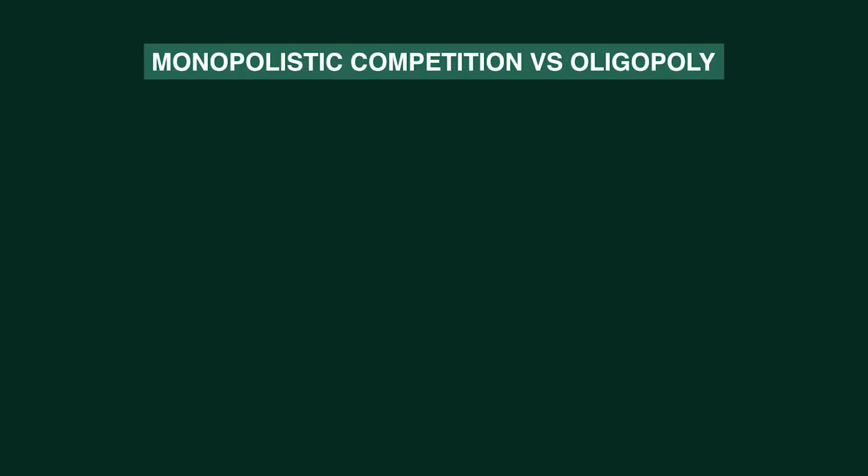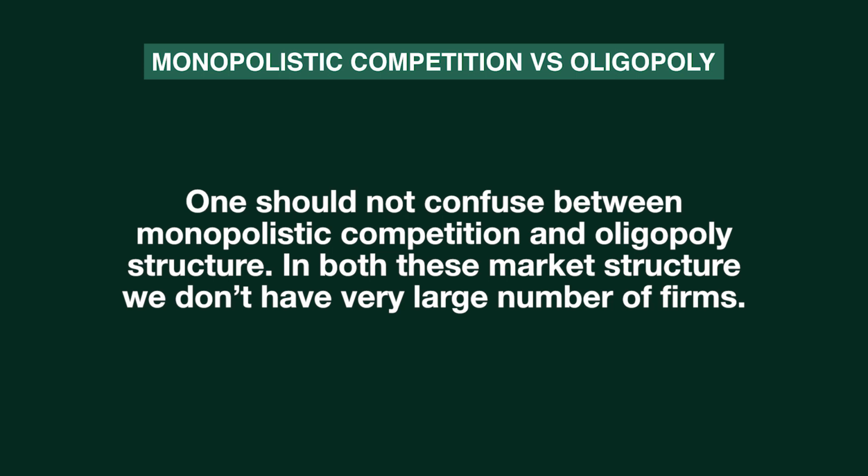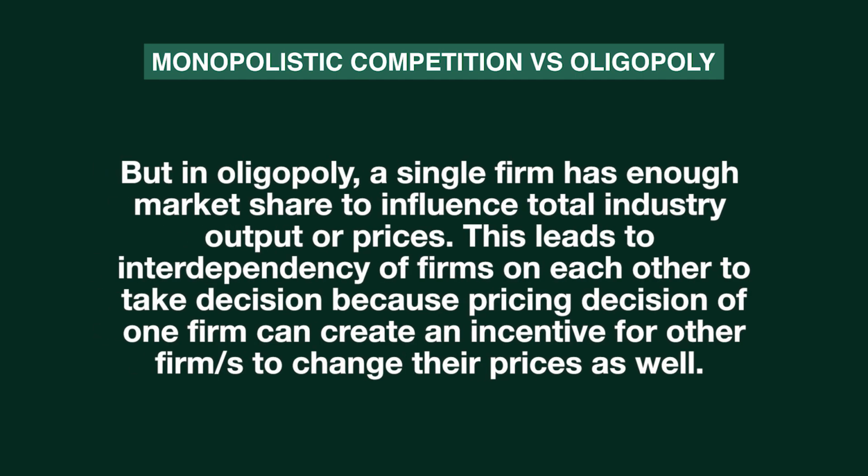But students, you might get confused about the difference between the monopolistically competitive market and oligopoly. Just to make things clear, let me tell you a few points. You should not confuse monopolistic competition and oligopoly structure. In both these market structures, we do not have a very large number of firms. In oligopolistic markets, the firms are so large that they are interdependent, and they have some sort of market power. But in monopolistic competition, no firm has market power, I mean the market power so that you can influence the price. So in oligopoly, you can set price, but in monopolistically competitive market, you cannot.